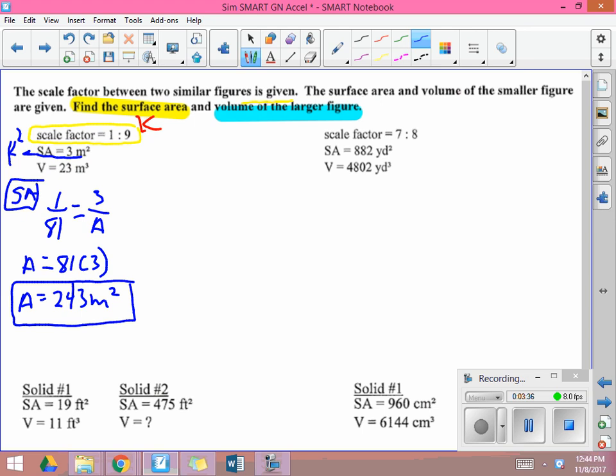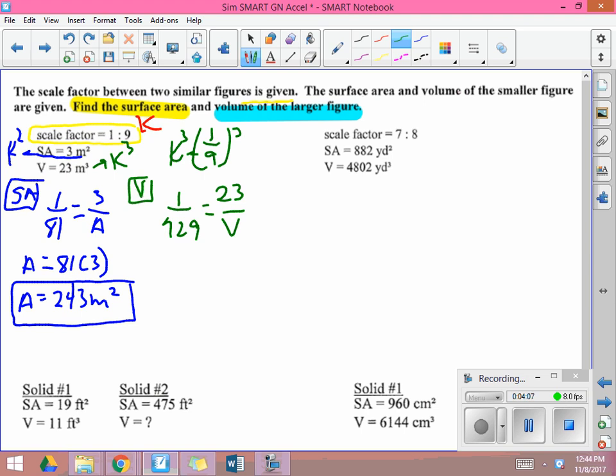I don't have to have the dimensions. I don't have to have the picture. If I know the scale factor and I know the surface area of one, I can find the surface area of the other. The volume, remember volume varies by a factor of k cubed. So I take 1 over 9 and I cube it. And so I have 1 over 9 cubed is 729. And that is equal to 23 over the volume I don't know. When I cross multiply, the volume is 729 times 23. And so my volume of my second figure is 16,767 meters cubed.